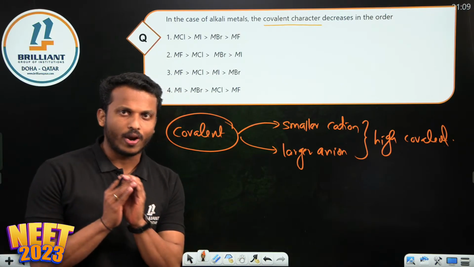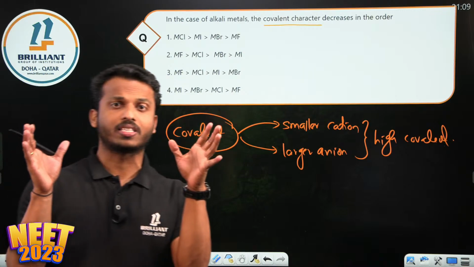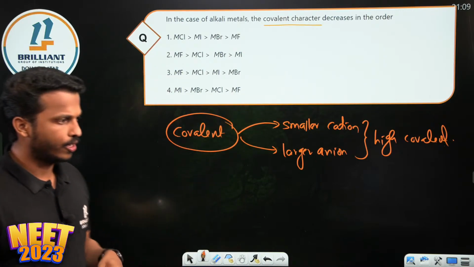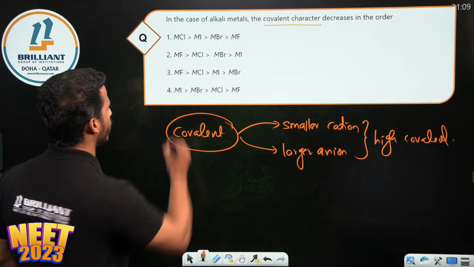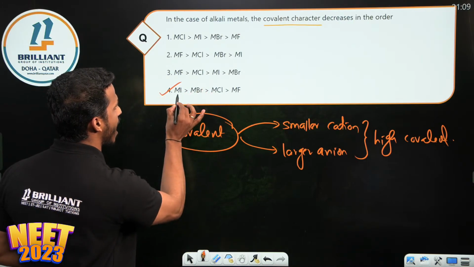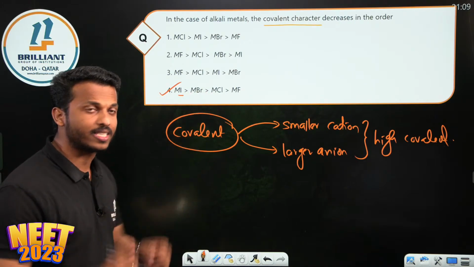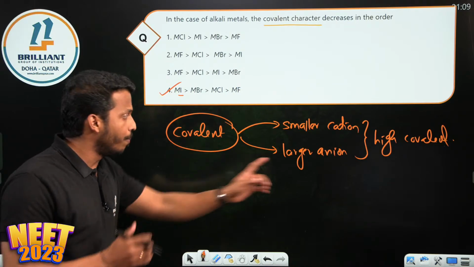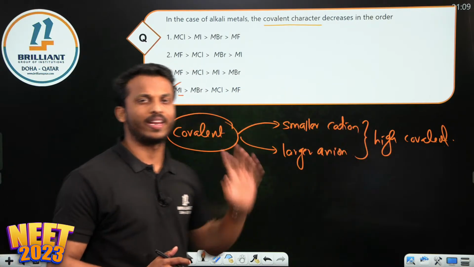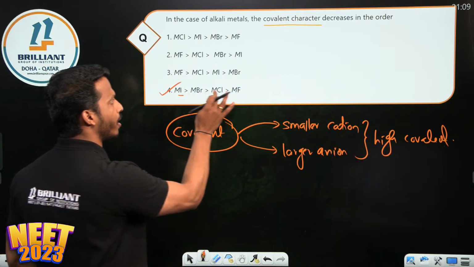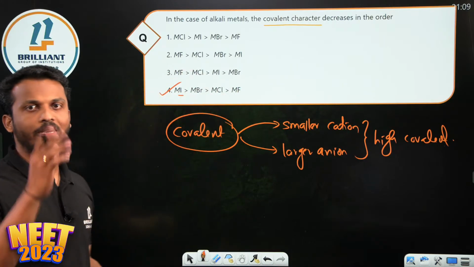Smaller the cation, larger the anion, greater the covalent character. So which one? Is it option D? Yes, of course, option D, because it's iodide. You know, iodine has a bigger size, so bigger the anion, higher the covalent character. Yes, iodine, bromine, chlorine, fluorine. Yes, option D is the correct one.